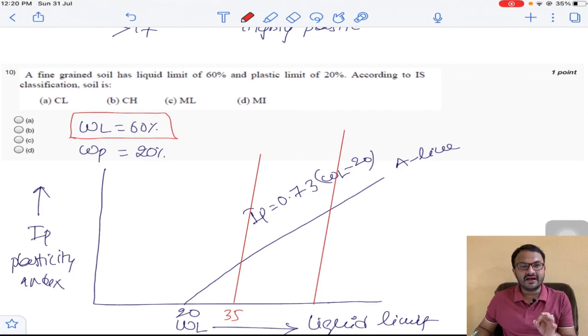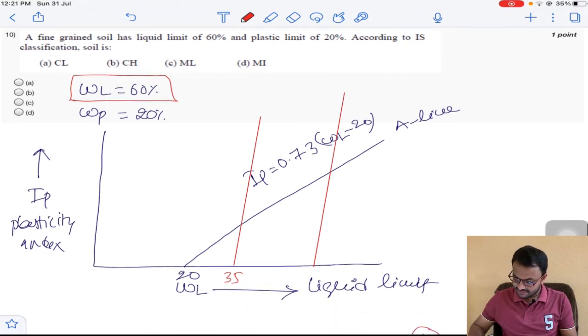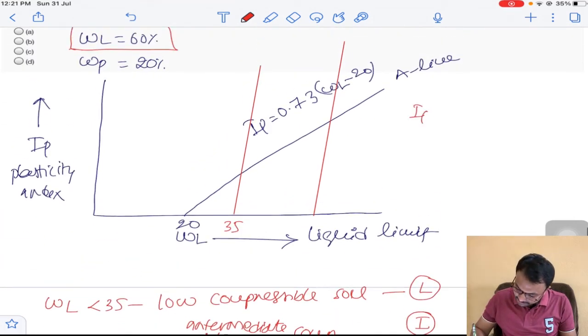CH means highly compressible clay. We have confirmed as of now the soil is highly compressible. So there should be the letter H in the options. And now we need to confirm whether it is clay itself. To confirm the soil as clay, we need to calculate the value of IP of the given soil and IP of the A line. So I am calculating IP of the A line.